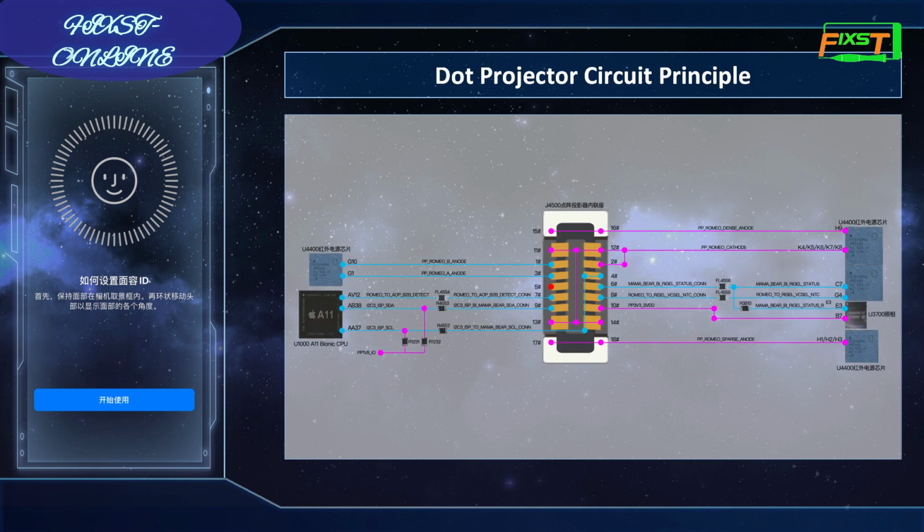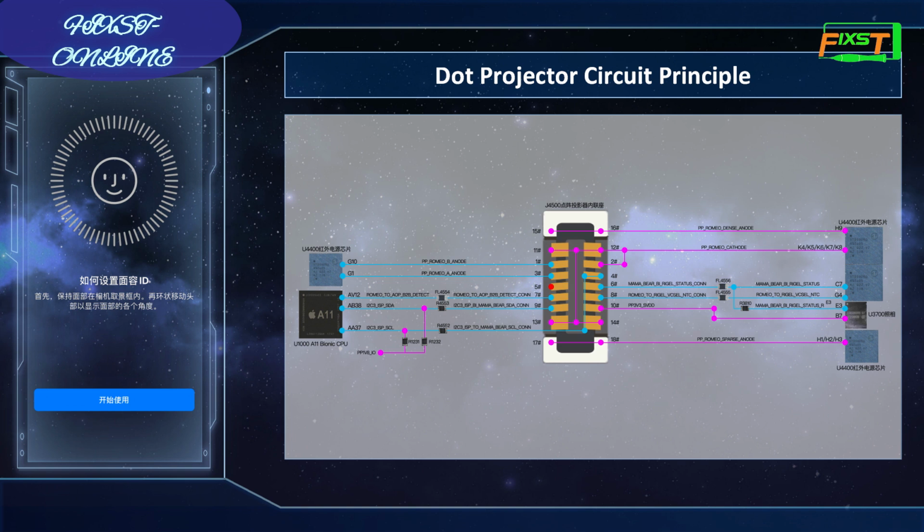Okay, now we talk about the dot projector. And the dot projector, the working connection also has two. One is power, and the second is signal. Now we see this connector, the pin 10. This pin, the 9 is the U3700, the camera power IC, sending the 3.3 voltage to the dot projector.